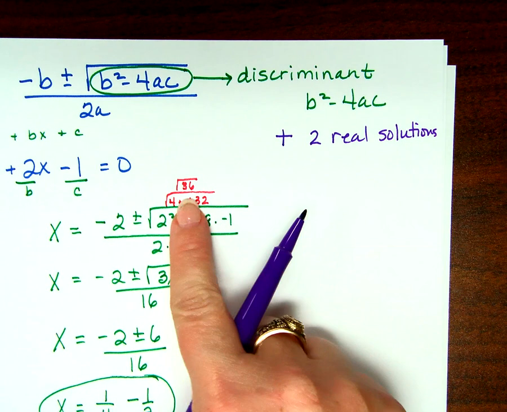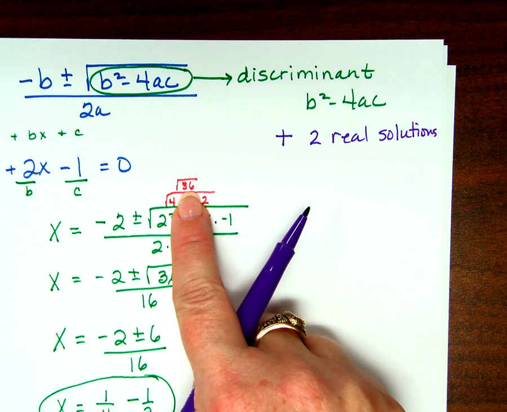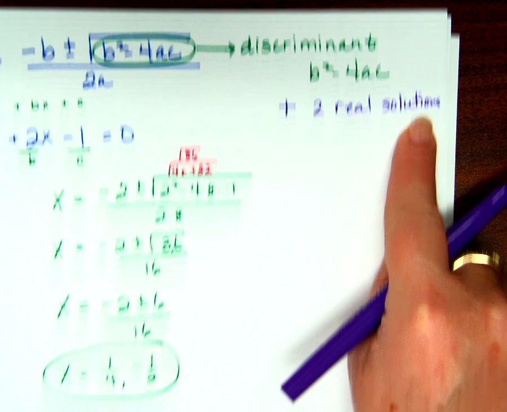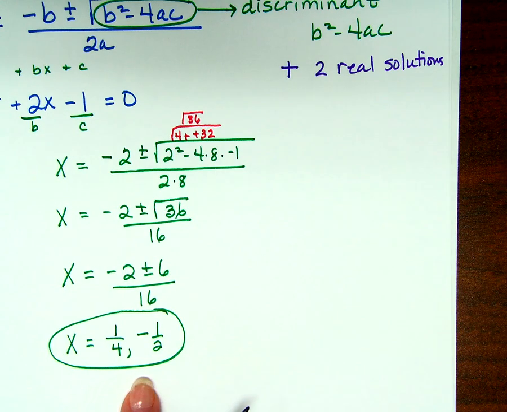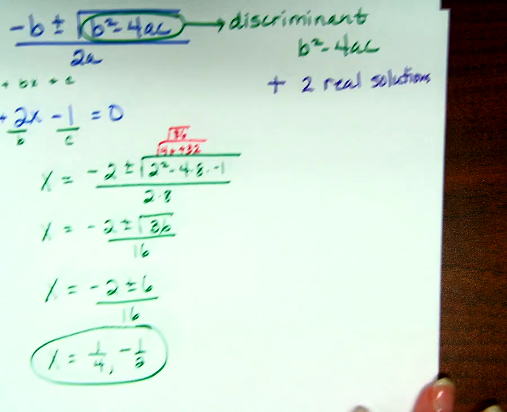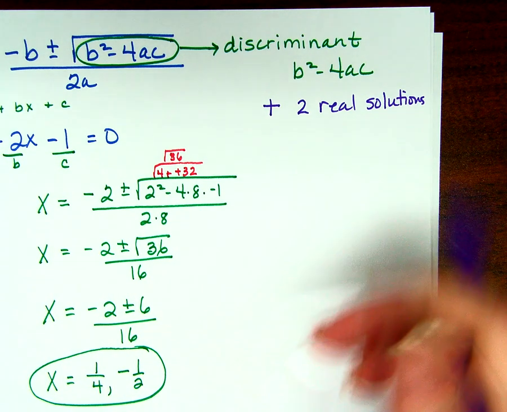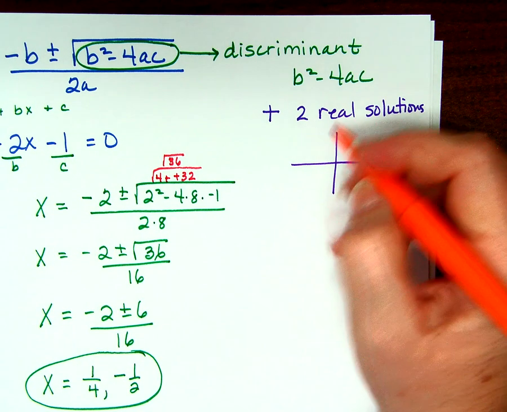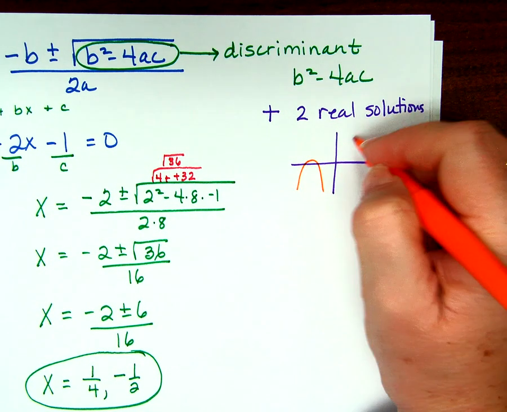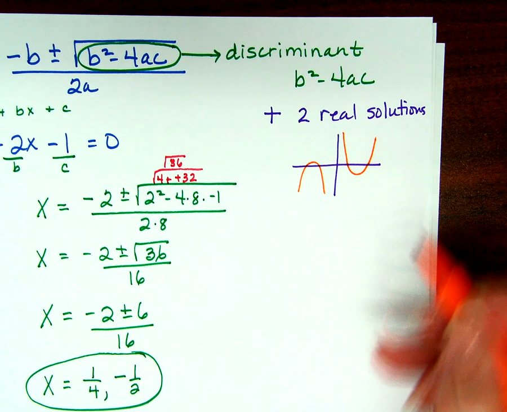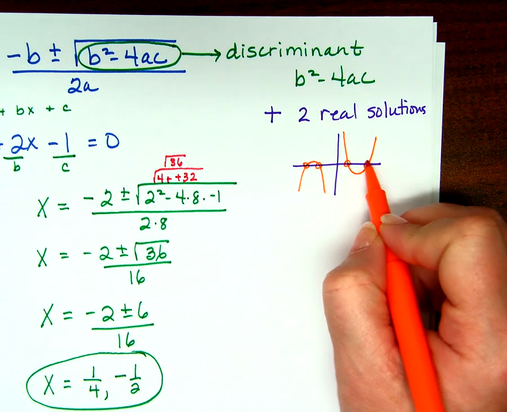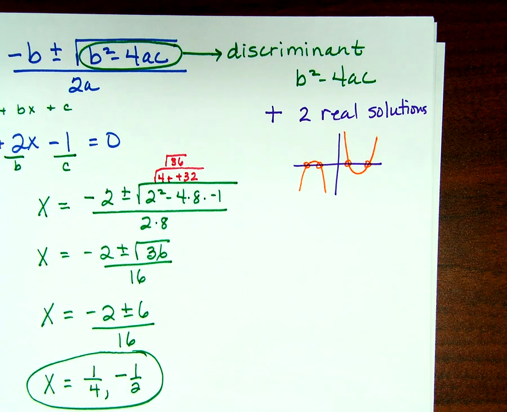If we look back at this problem, my discriminant was 36. 36 is a positive number. I should have two real solutions. And look what I got. Two real solutions. If I graph that, it will either look something like this or something like this. But either way, do you see that it's crossing the x-axis in two places? Does that make sense?